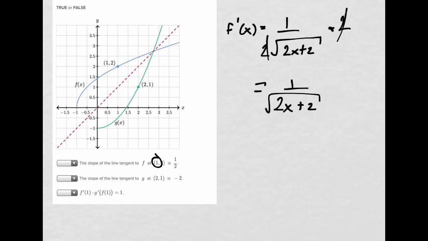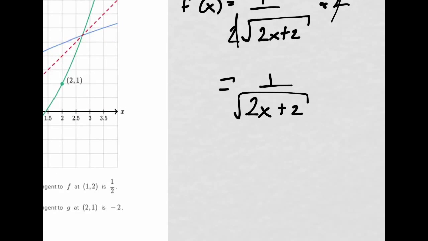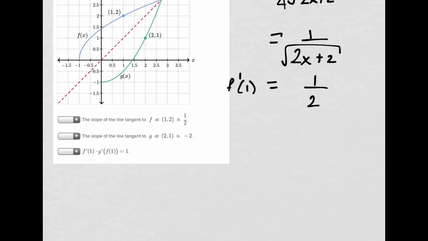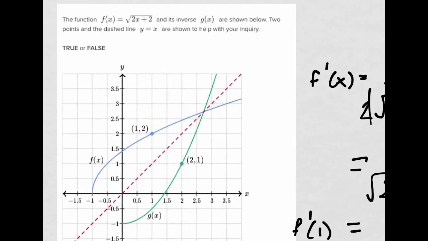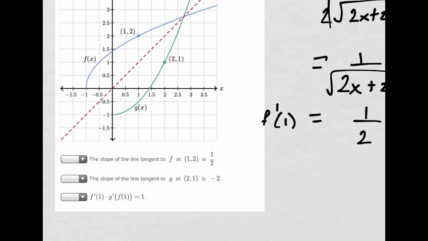And plug in 1. I don't have a y value because I didn't do implicit differentiation. So plug in 1. What do I get? So f prime of 1 would be 1 over the square root of 2 times 1 is 2, plus 2 is 4. Square root of 4 is 2. So yeah, that's true because it's asking true or false. So that's true.